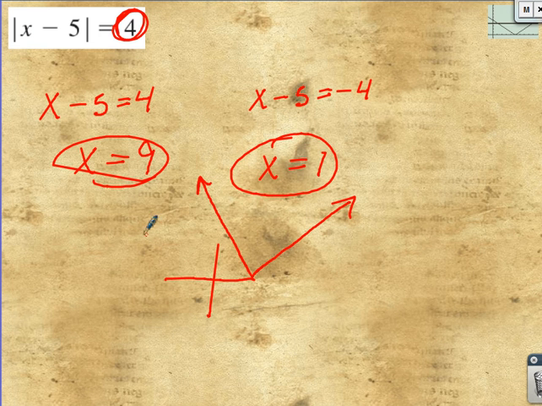But what does 4 look like? Anybody? What type of line? Horizontal line. How many solutions will it have? 2. And those solutions would be at 1 and at 9.